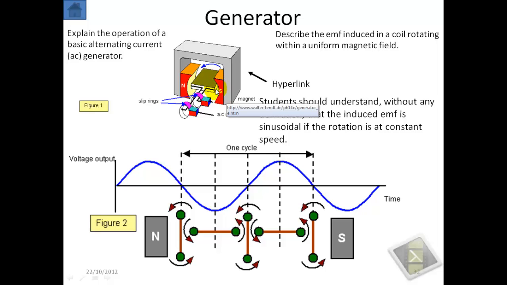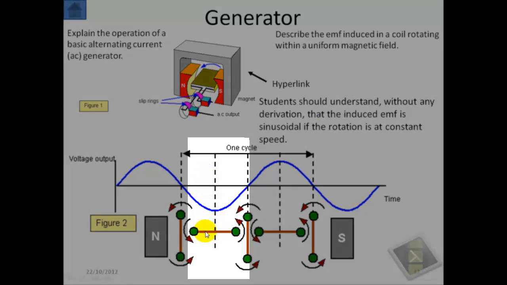At this point, this is when the plane of the coil is parallel to the magnetic field. So it is when the flux is changing the most, because the flux linkage here is zero. The rate of change of flux is a maximum. So this is when you're going to get a maximum EMF. So that would be, for example, here.